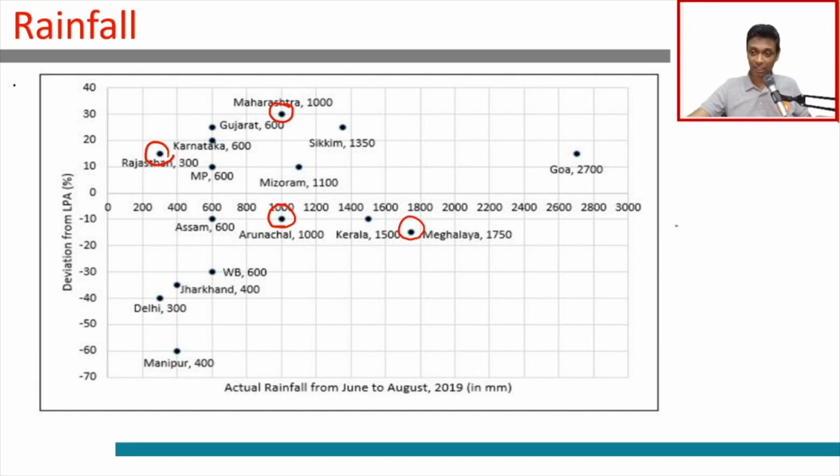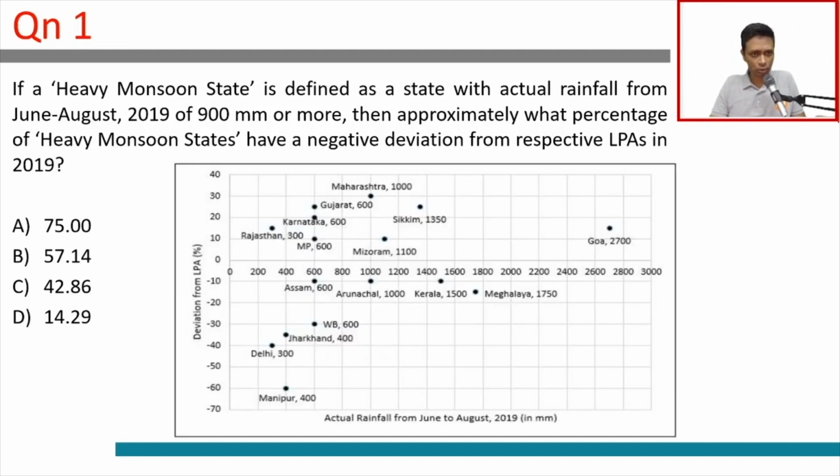So what do we have here? We've got actual rainfall. We've got deviation vis-a-vis LPA, which means we can find LPA. Don't sit and calculate all the LPAs for all these states. It may not be required. So we've got the hang of this data. And so we get actual rainfall. We get the amount which is deviation vis-a-vis LPA. That's all we need. Well, that's it. We're just straight away jumping on to questions.